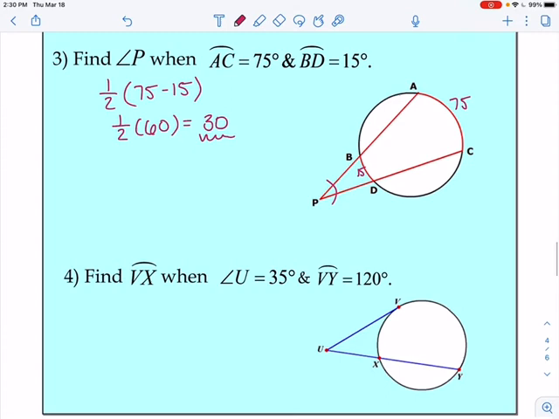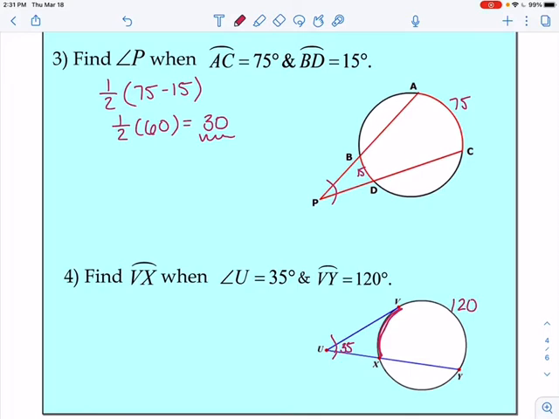Okay, similar for number 4, we want to find arc VX. So this time we're looking for the measure of the arc when we're told that angle U is 35 and arc VY, sorry, I highlighted the wrong one in the beginning. I'm sorry. We want to find arc VX, which is this arc here, when VY, which is the one I originally had highlighted, was 120.